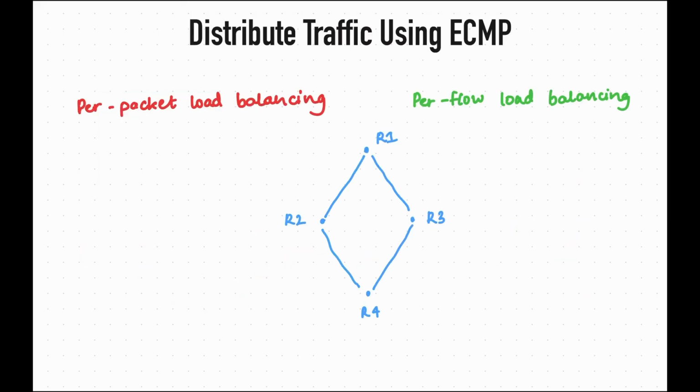Now the important question becomes, how exactly does the router decide which traffic goes on which path? The router cannot randomly send packets without a strategy because that could cause serious network problems. There are two main methods that routers use to distribute traffic. The first one is per packet load balancing. In per packet load balancing, each individual packet may take a different path. For example, one packet may go from R1 to R2 to R4, while another may go from R1 to R3 to R4.